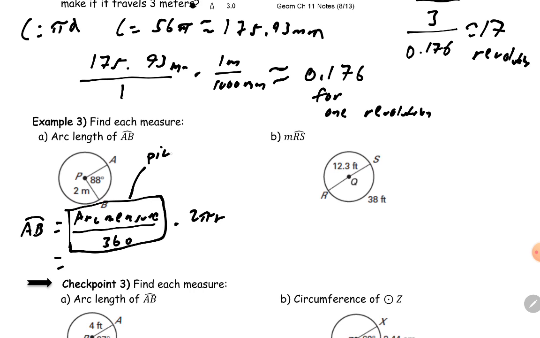So this first part is the piece of the circle, and we're multiplying it by the full circle. So we're taking a piece of the circle. So arc measure is 88 degrees over 360 times 2 pi, and r is 2.